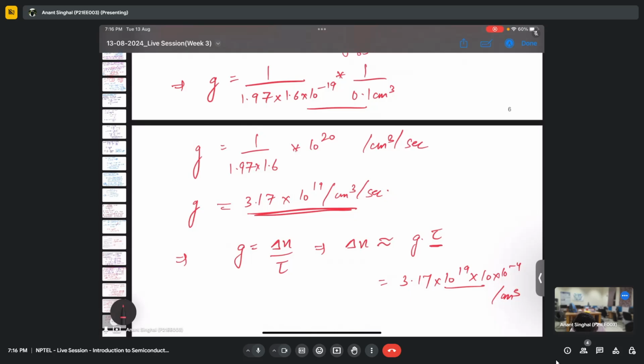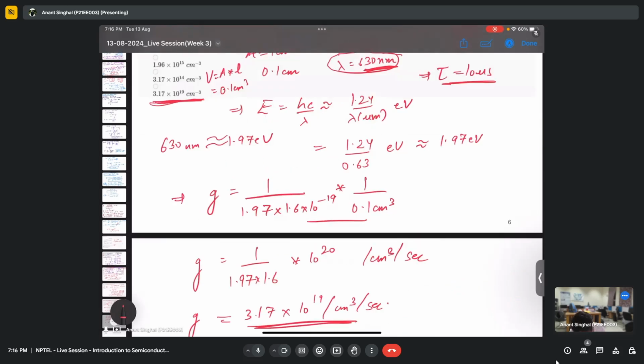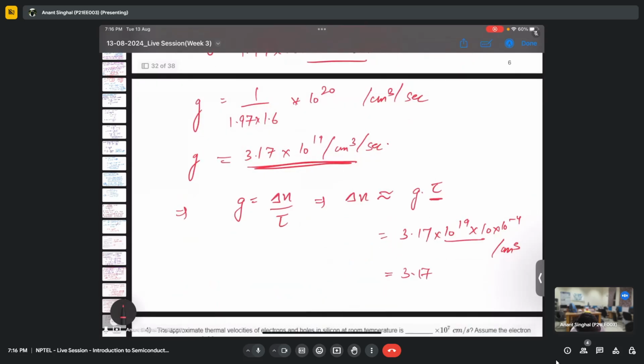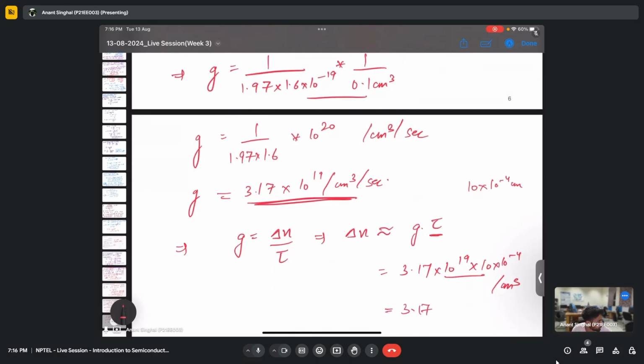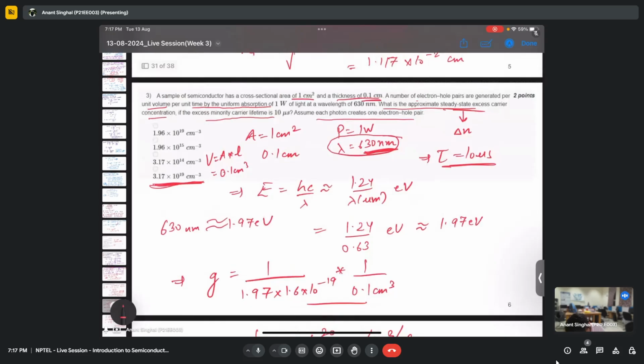Okay, I've written something wrong. 10 microseconds is not in centimeters. This is 10 raised to minus 5 seconds. I need to calculate in seconds; I was changing it wrong. So this is 10 raised to 14 per centimeter cube, which is the excess carrier concentration, which is option C.